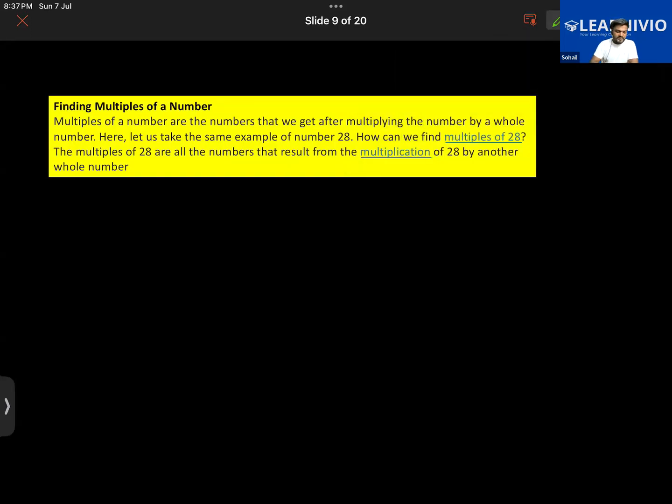So multiples of a number are the numbers that we get after multiplying the number by a whole number. For example, let us say 13. The multiples of 13 are what you get when you multiply it by any other whole number. 13 ones are 13, 13 twos are 26, and we can continue up to 13 sevens, which is 91. So that is what a multiple is, and it is really easy to find multiples of a given number.